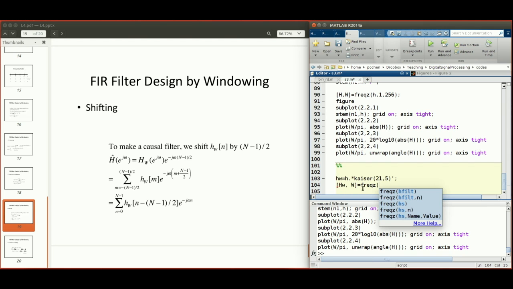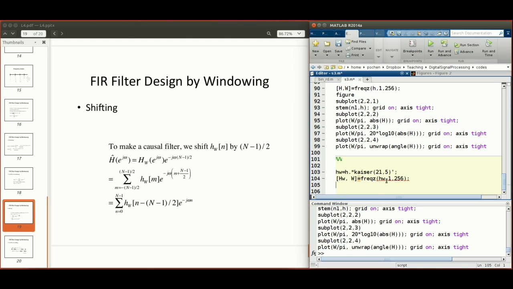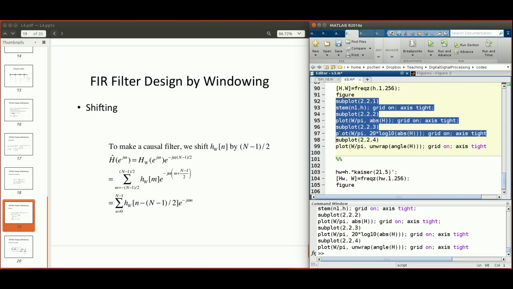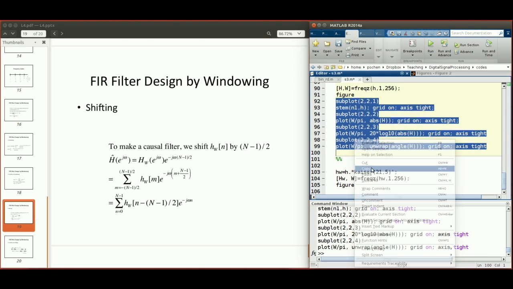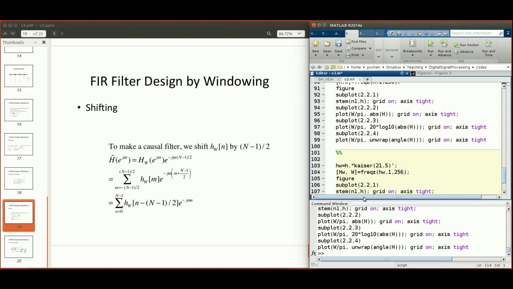Well, you don't really have to use FREQZ if you don't feel comfortable using it. Another way you can do it is just doing FFT on the HW, and then plot the amplitude spectrum of the Fourier transform of HW. But here let's just use FREQZ because it's easier. 256. And then we can generate another figure, and pretty much do everything that we have just done here. Let's just copy it over, paste.